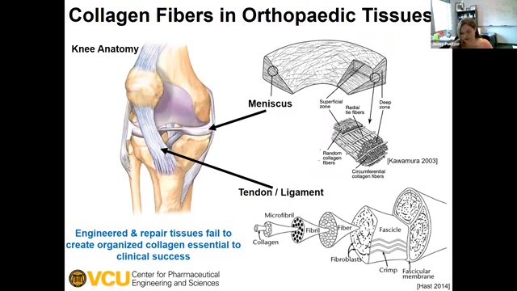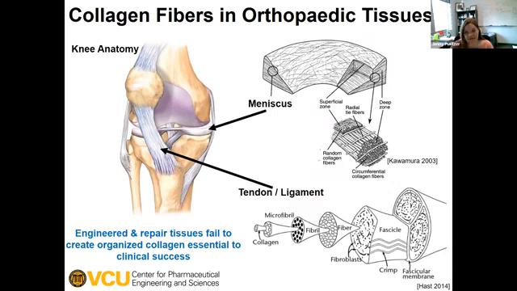Whenever we have an injury or a tear, it breaks those collagen fibers and makes it so these tissues are no longer functional. Unfortunately, the cells in these tissues are quite lazy, and so we often do not see these collagen fibers regenerate in any way, resulting in more than 1 million surgeries a year to repair or replace them. And so we're really interested in trying to create replacements for these.